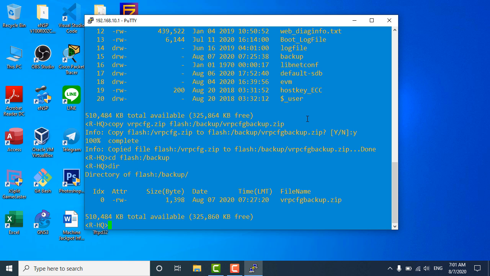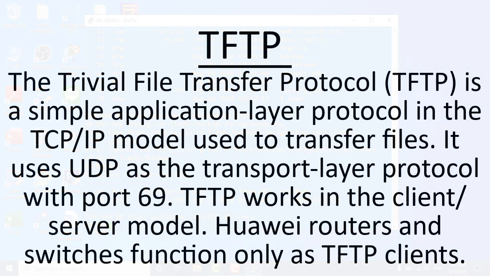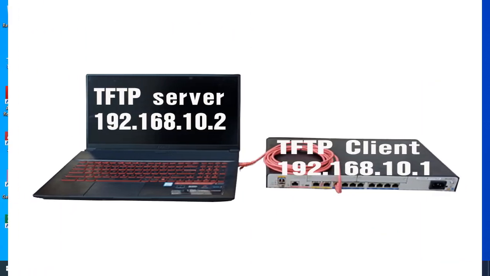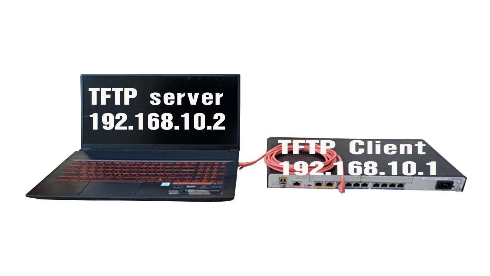After we know how to back up on a router, now we go to transfer the file to a computer with TFTP and FTP. First, I show you with TFTP. The trivial file transfer protocol, TFTP, is a simple application layer protocol in the TCP/IP model used to transfer files. It uses UDP as the transport layer protocol with port 69. TFTP works in the client-server model, while routers and switches function only as TFTP client. We need a PC to function as the TFTP server. So we use the router as TFTP client and we transfer the file to a TFTP server in a computer.